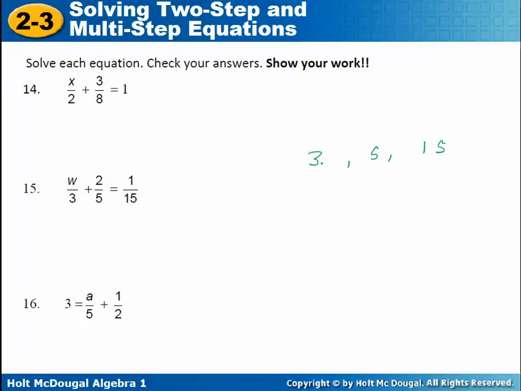So the multiples of 3 are 3, 6, 9, 12, and 15. Multiples of 5 are 5, 10, and 15. So that's our common multiple. And then you multiply both sides by that common multiple.